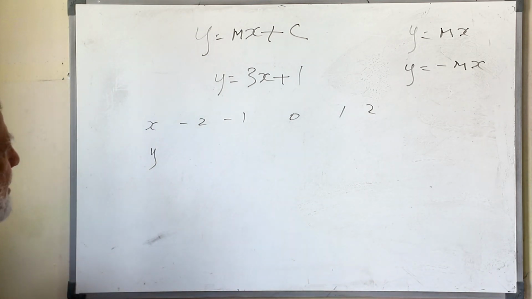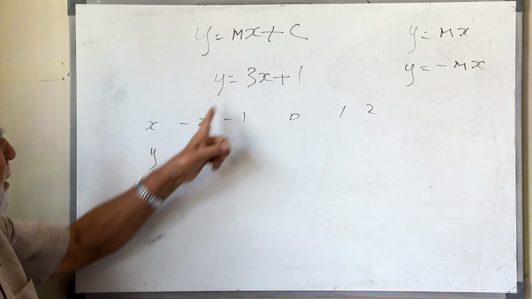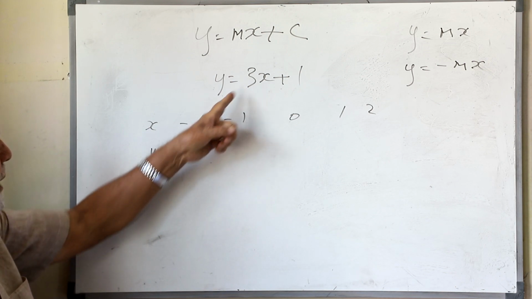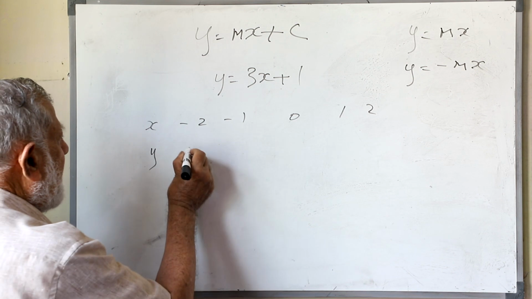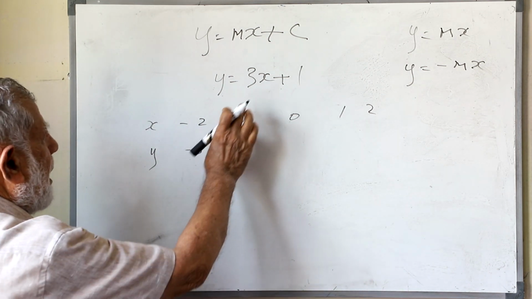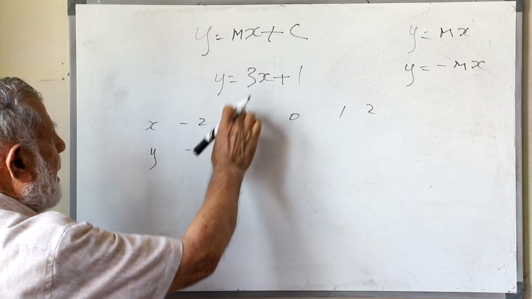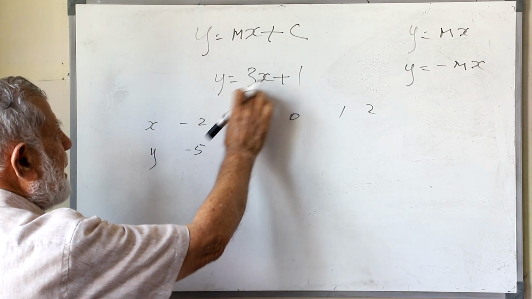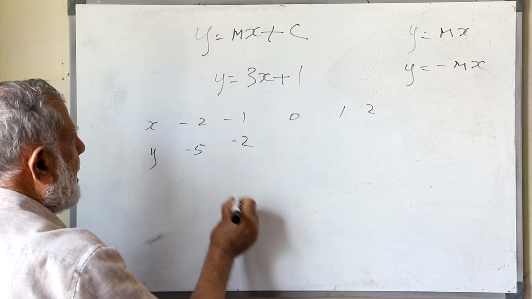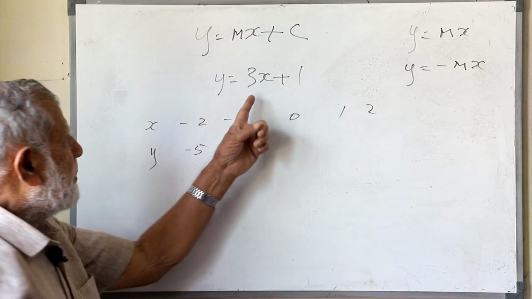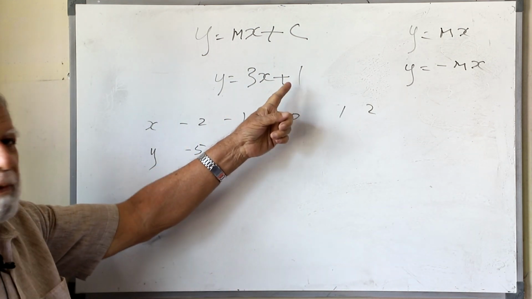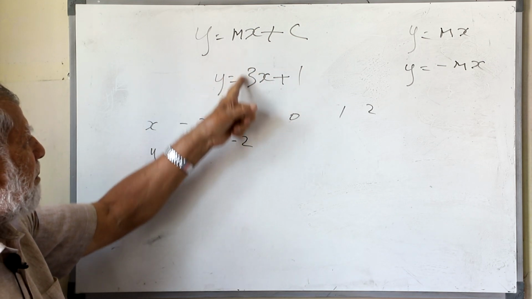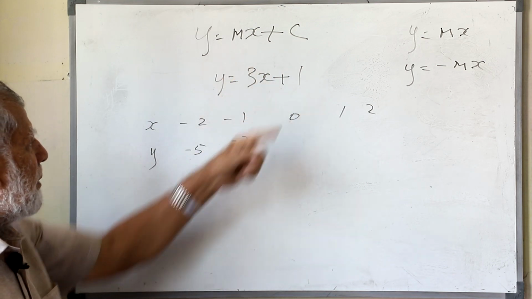Now it's easy to calculate in the mind. Now when x equals minus 2, 3 into minus 2 will be minus 6. Minus 6 plus 1 will be minus 5. Same way, when x equals minus 1, 3 into minus 1 is minus 3. Minus 3 plus 1, minus 2. And here, when x is 0, it's not 0 because there is plus 1 here. So we have to be very careful. 3 into 0 is 0. 0 plus 1 is 1.